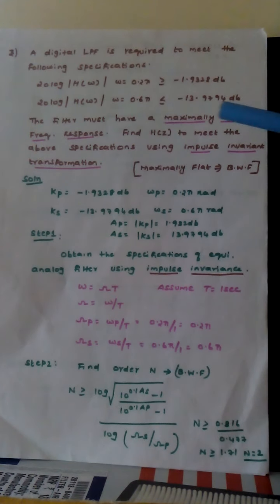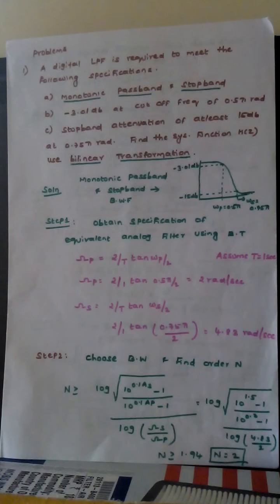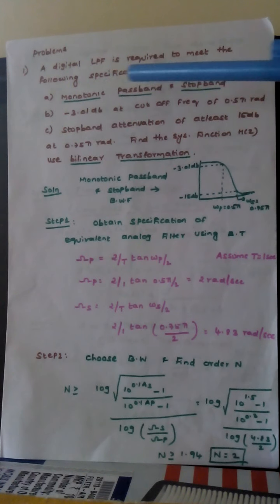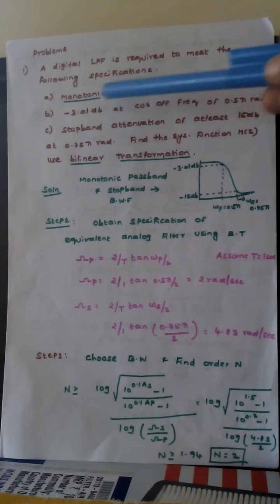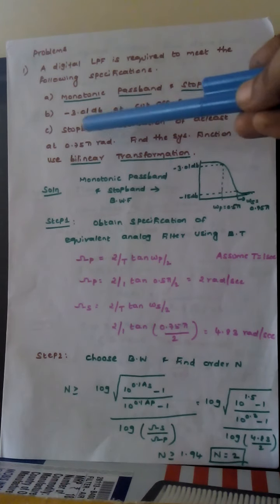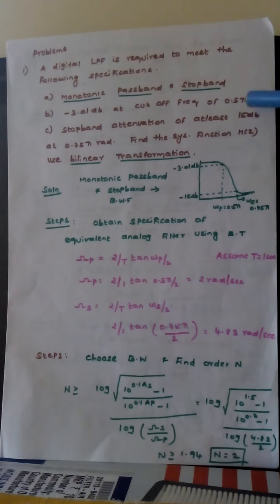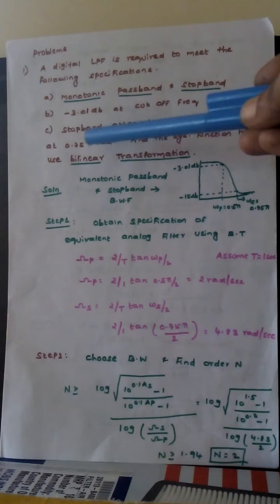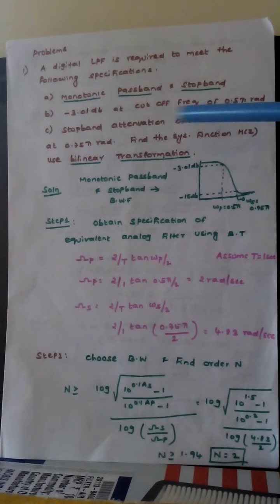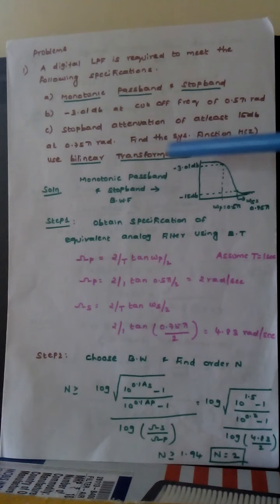We'll see the problem. First one: a digital LPF is required to meet the following specification. Monotonic passband and stopband, minus 3.01 decibel at cutoff frequency of 0.5 pi radians, and stopband attenuation of at least 15 decibel at 0.75 pi radian. Find the system function, use bilinear transformation.